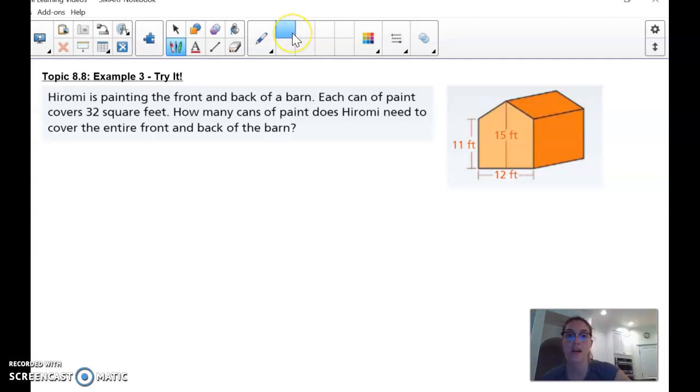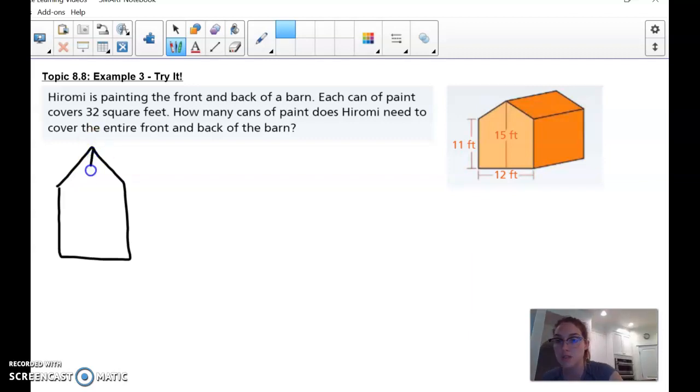So first, the front and the back of the barn are basically the bases of this rectangular prism. All the sides of this barn are rectangles, and then the front and the back are pentagons, which means they're 5-sided. Both look like that. Now, pentagons can be split into different shapes so that I can find the area into smaller shapes that I know how to find the area of.